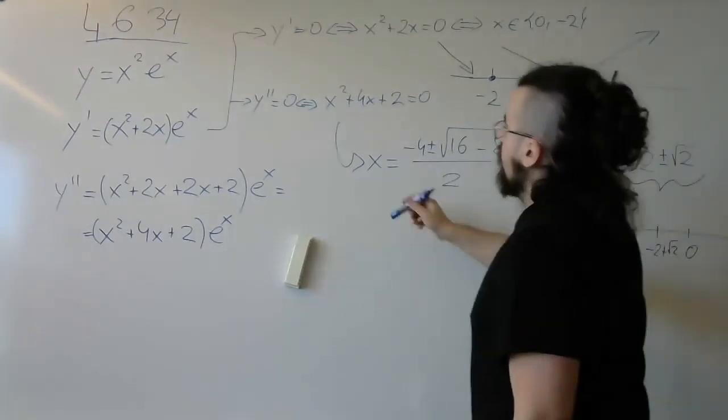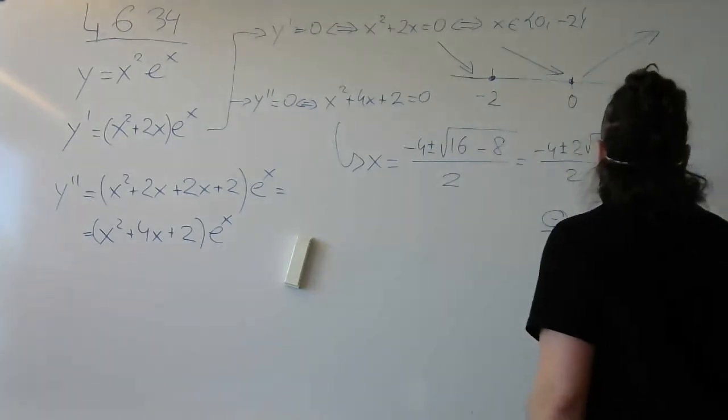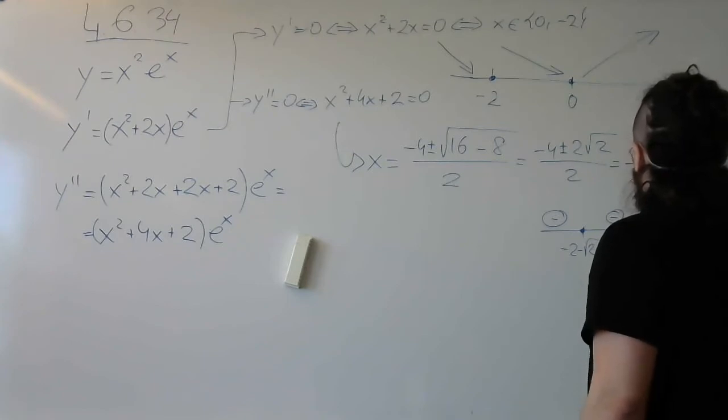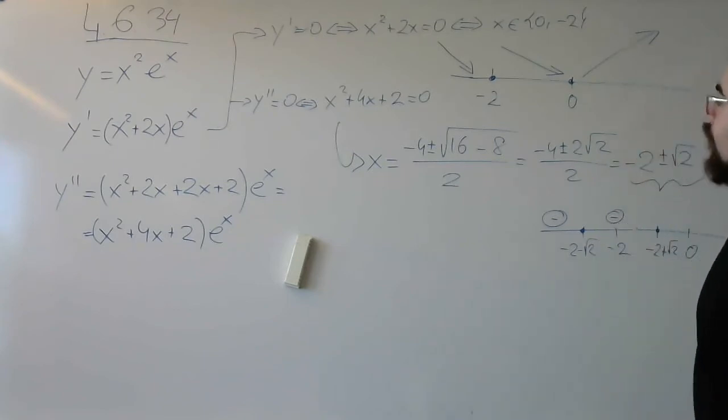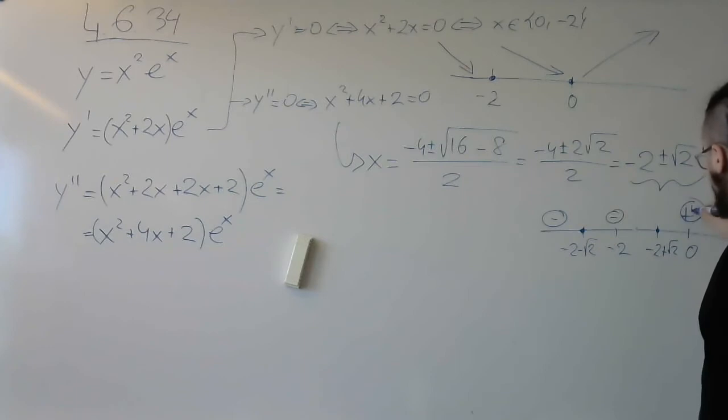Between these two roots, we can pick up, for example, -2. This is 4. This is -8. This is 2. So this is more than 0. And on the other side, we can pick up, for example, 0. This is greater than 0.